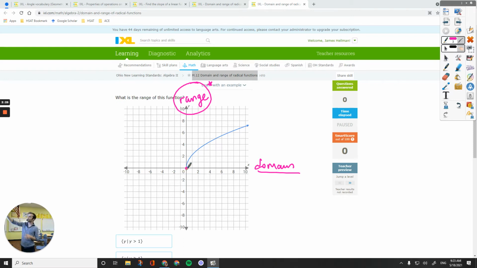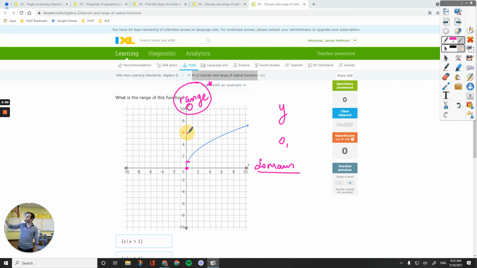So range is all about the y value. My answer is going to have the letter y, okay? And it's not going to get any smaller than 0. I see that on the graph. The smallest value that it can get is 0. Let's just make a list. Can it be 1? If I go to 1 on the y axis, it has a corresponding point on the graph.